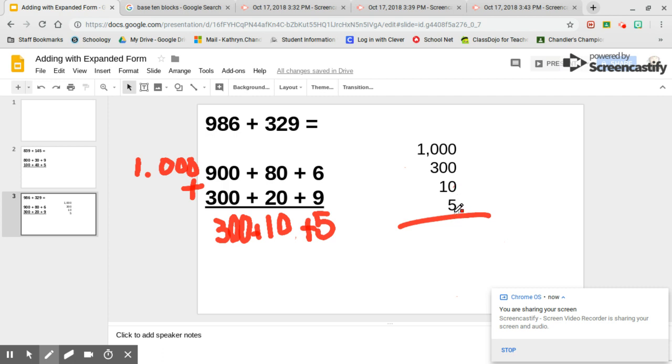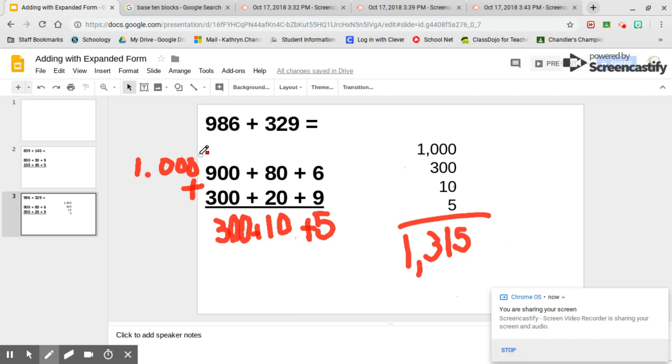0 plus 0 plus 0 plus 5 is 5. And because this is the tens place, 0 plus 0 plus 10 is 10, but I'm just going to bring the 1 down. Same thing, bring the 3 down for the hundreds place. Bring the 1 down for the thousands place. So your answer here is 1,315.